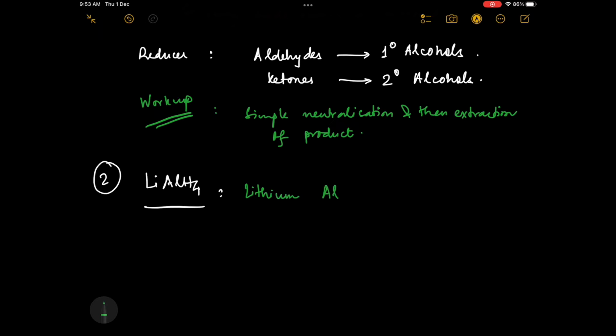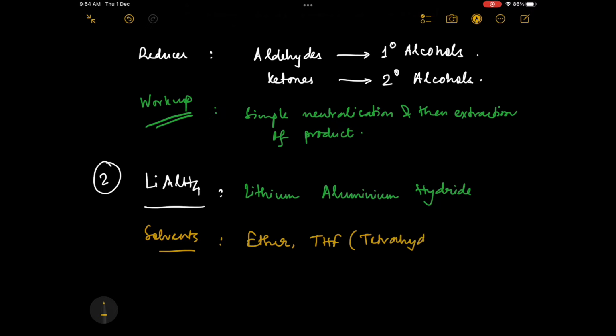Okay, so the second reducing agent that we have is lithium aluminum hydride. This is actually a pretty strong reducing agent. It reduces almost all types of functional groups, and lithium aluminum hydride should be handled very carefully, and reactions should be done at low temperature. Preferred solvents are ether and THF, which is tetrahydrofuran.